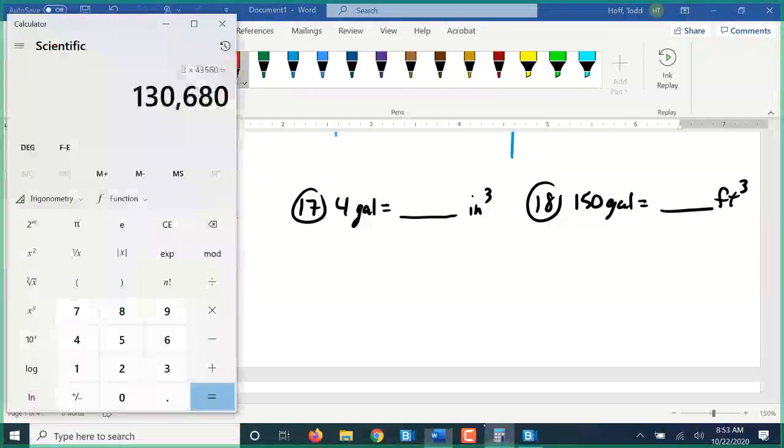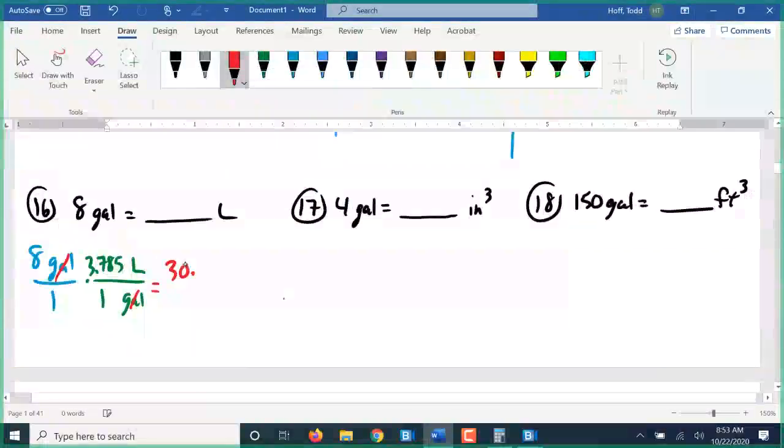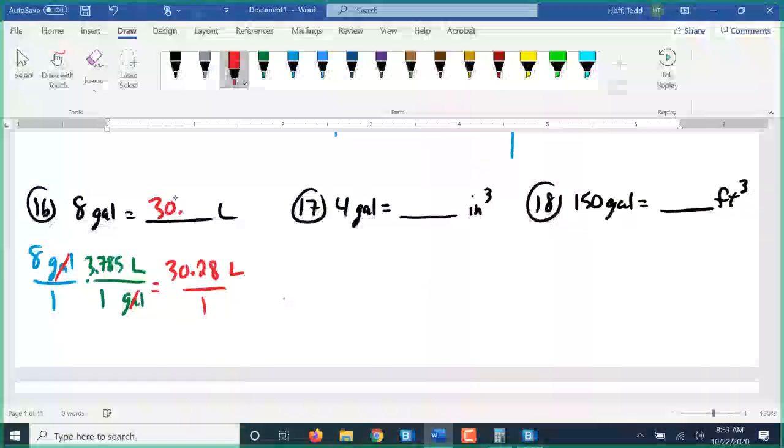8 times 3.785 is 30.28 liters. 1 times 1 is 1. So 8 gallons is 30.28 liters.